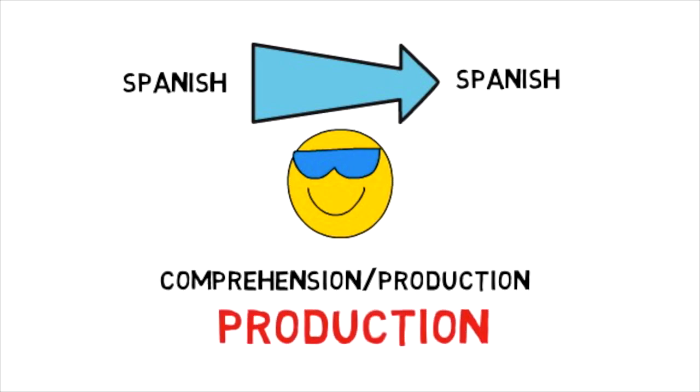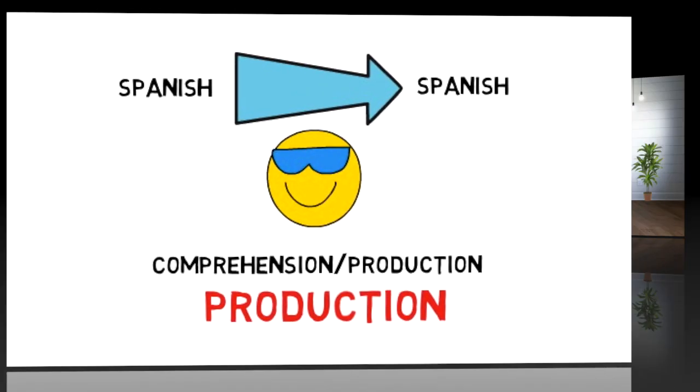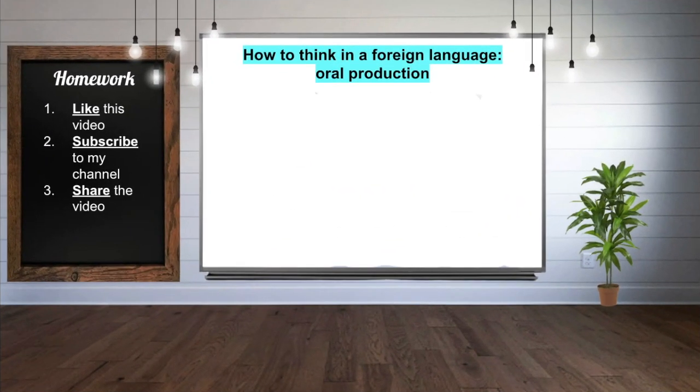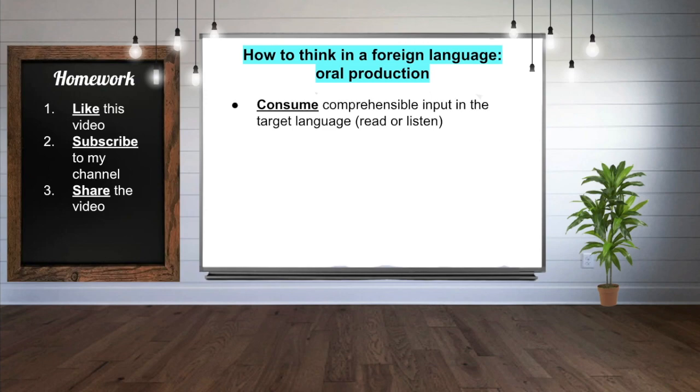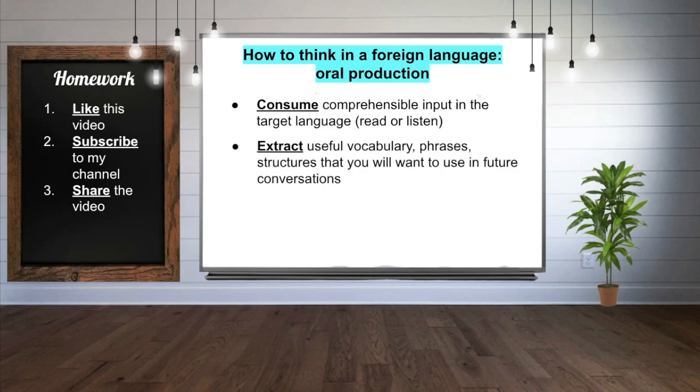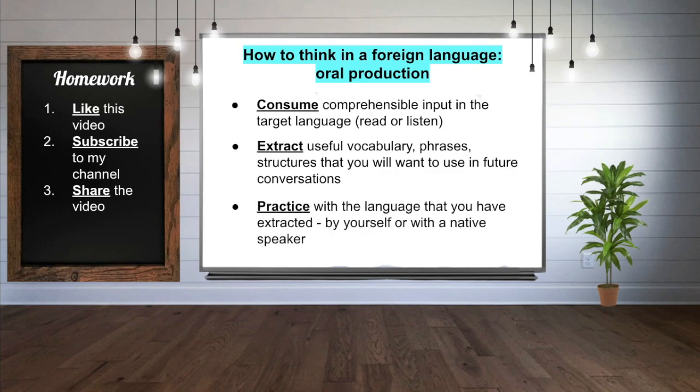In this video, you'll learn a technique for the production piece that will result in you being able to produce a foreign language without translating. How to think in a foreign language when you're speaking. Step 1 is to consume comprehensible input in the target language. Step 2 is to extract useful vocabulary, phrases, or structures that you can see yourself using in future conversations. And step 3 is to practice with the language that you've extracted, either by yourself or with a native speaker.